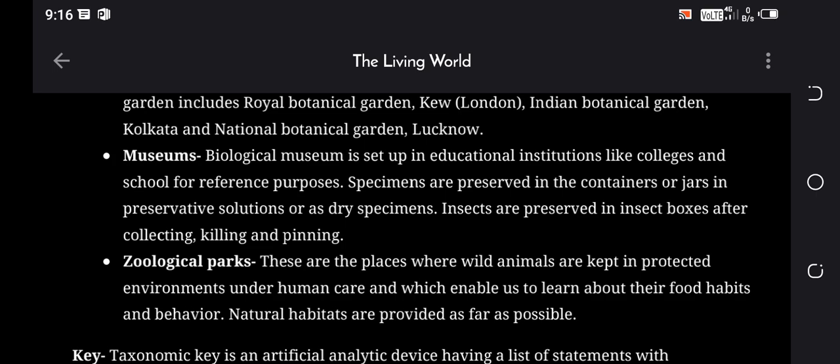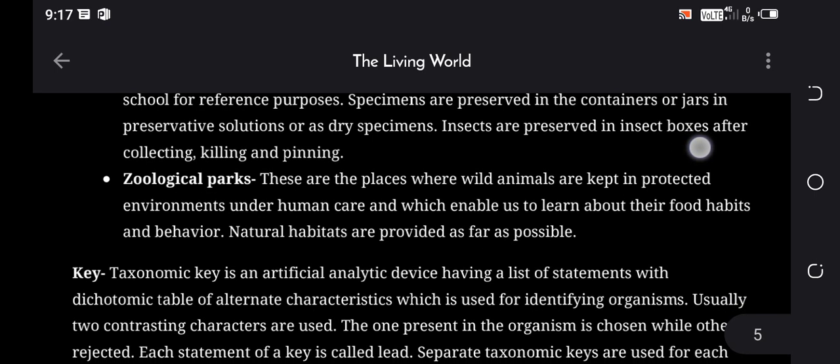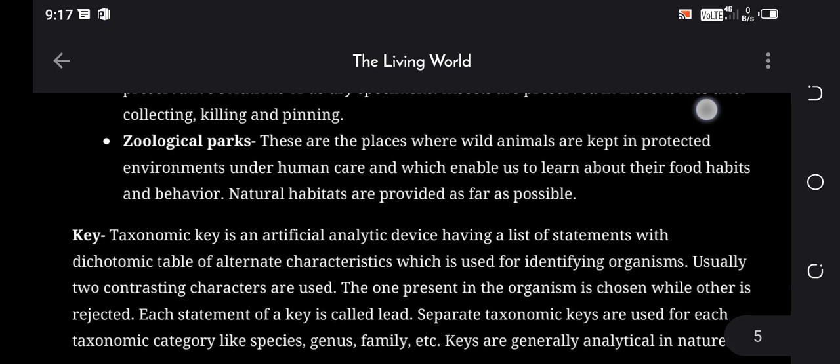Museums. A biological museum is a setup in educational institutions like colleges and schools for reference purposes. Specimens are preserved in containers or jars, in preservative solution, or as dry specimens. Insects are preserved in insect boxes after collecting, killing, and pinning. Next is the zoological park. These are places where wild animals are kept in protected environments under human care, which enables us to learn about their food habits and behavior. Natural habitats are provided as far as possible.